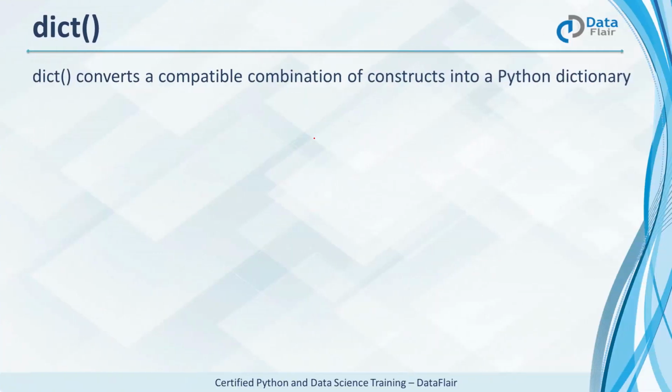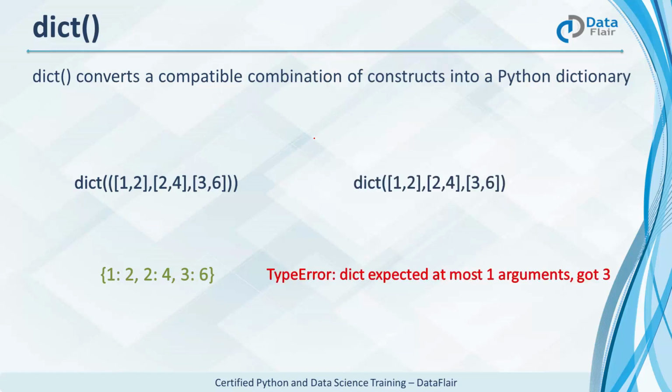To convert any compatible type into a dictionary, use dict from the dict class. This tuple of lists can be a dictionary, but it does not take multiple arguments. You must put this whole inside a tuple to pass to it just one argument.